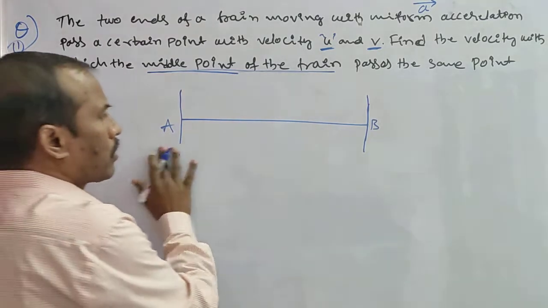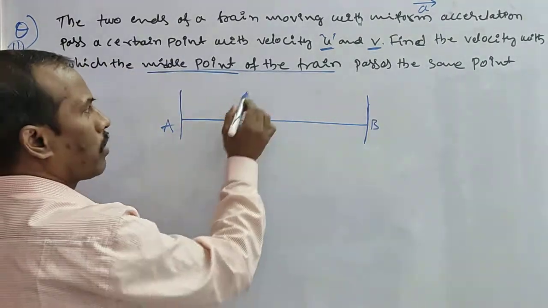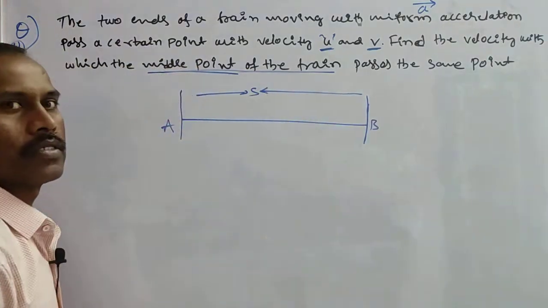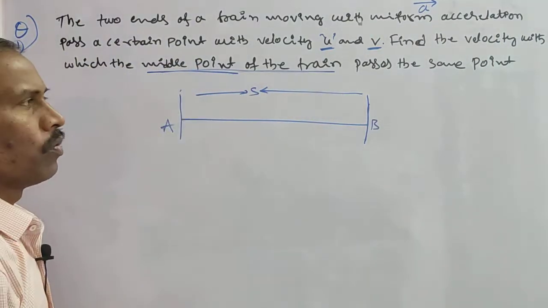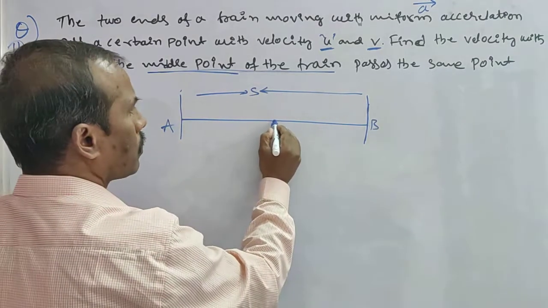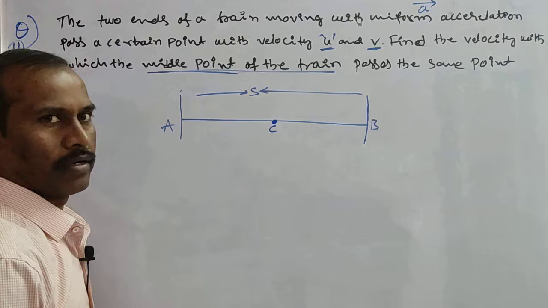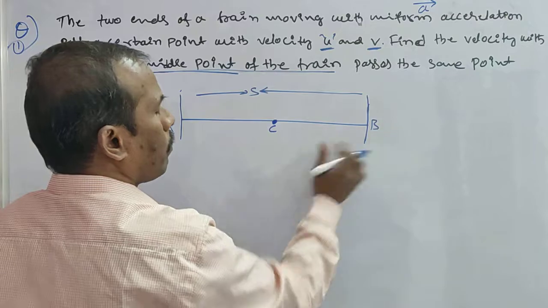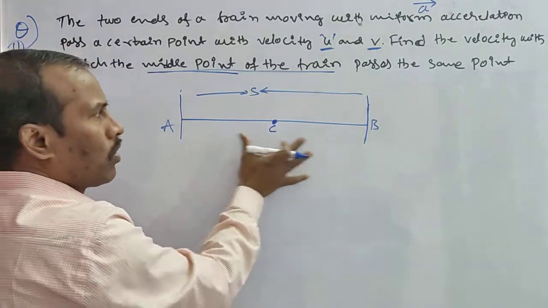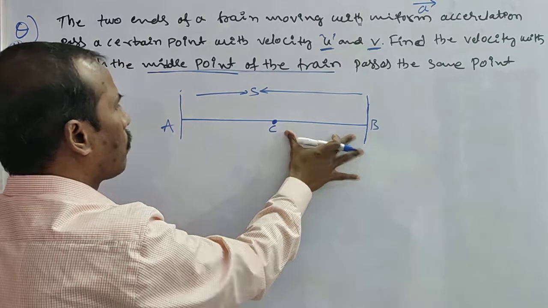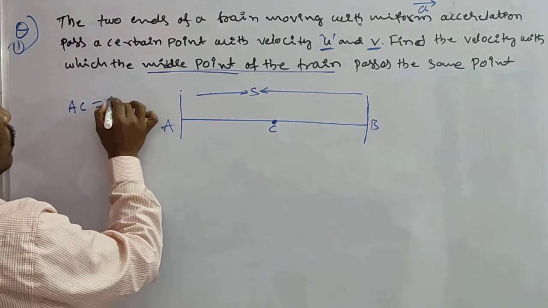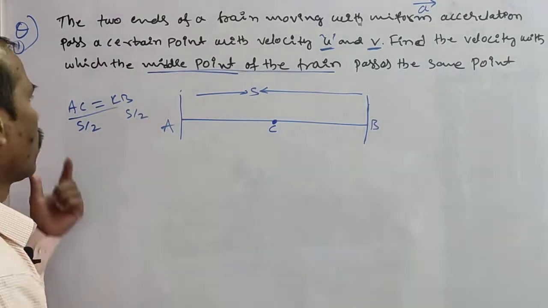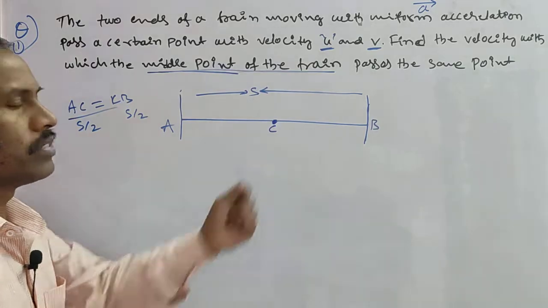So the length of this train, for example, the total length, is S. Now the midpoint of the train, here C is the midpoint of the train. AC and CB are equal distances, so equal lengths of the train. That means AC is equal to CB, which is equal to S by 2. C is the midpoint of the train.